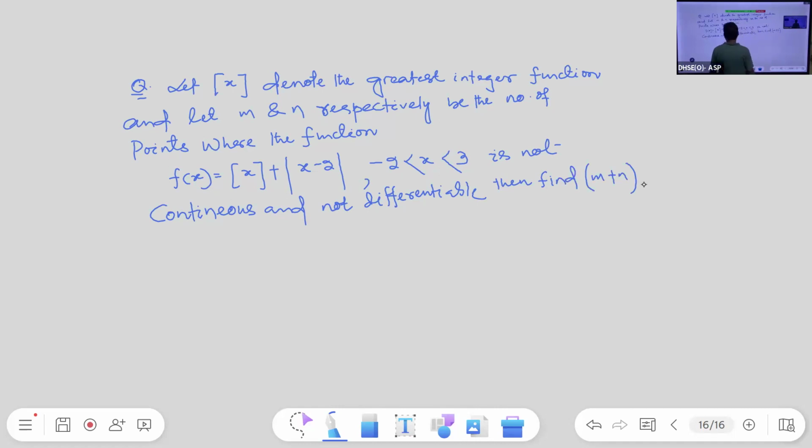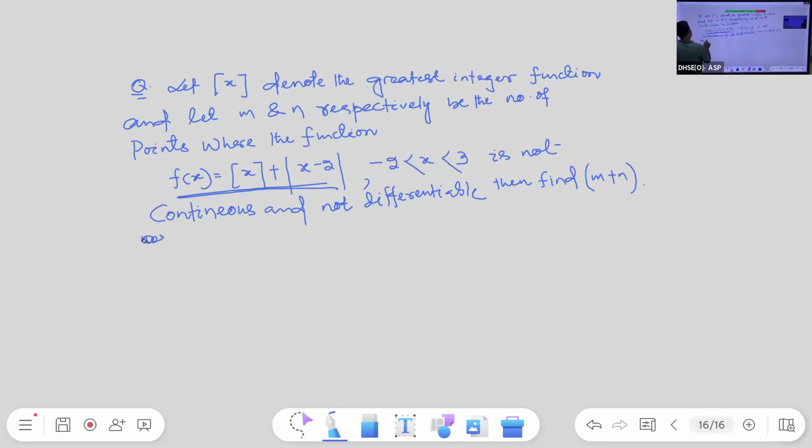Okay, this is the question. So the question is: m is the number of points where this function is not continuous and n is the number of points where this function is not differentiable. This function |x - 2| is continuous everywhere. First check the continuity, the number of discontinuous points.